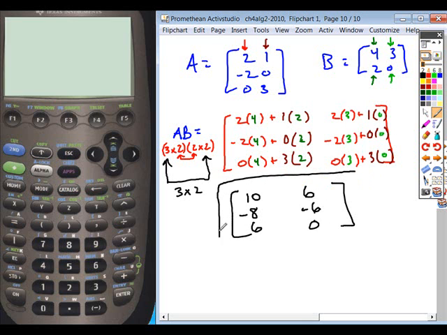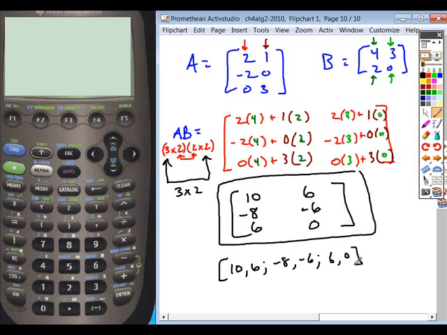This winds up being your final answer. If you're entering it on the computer, it's 10, 6, semicolon, negative 8, 6, semicolon, 6, 0, and close off the brackets. That would be the form of your answer.